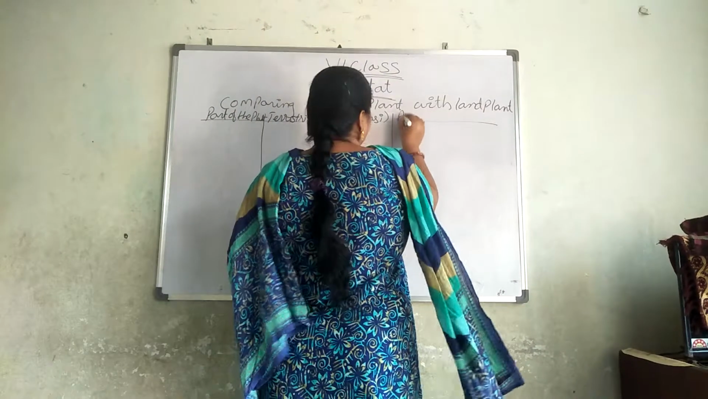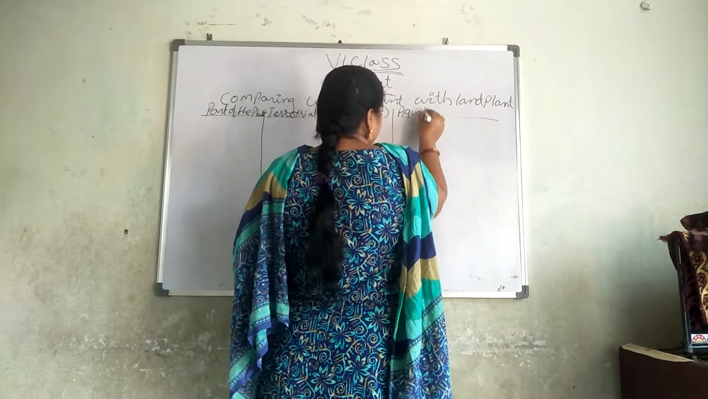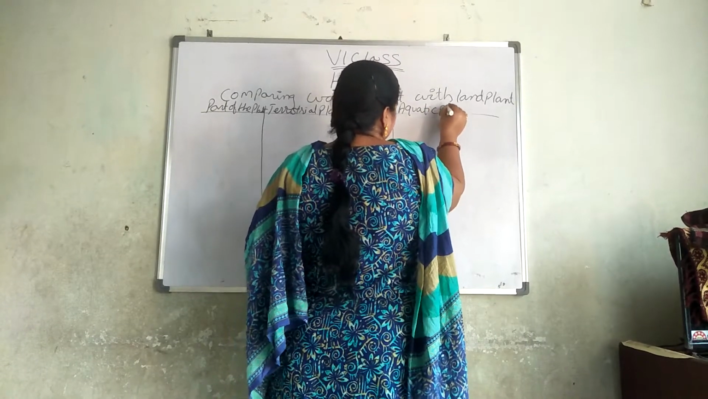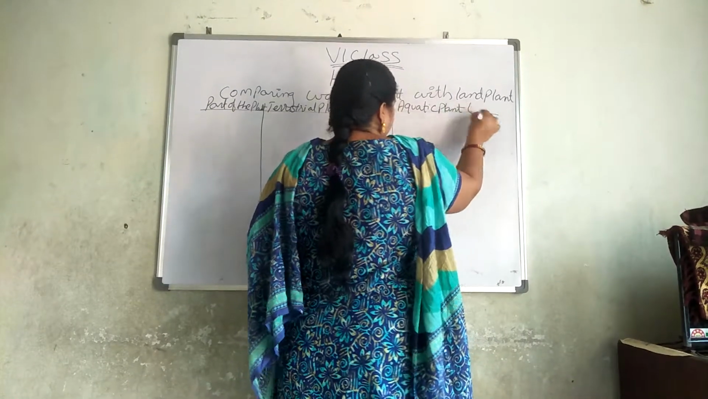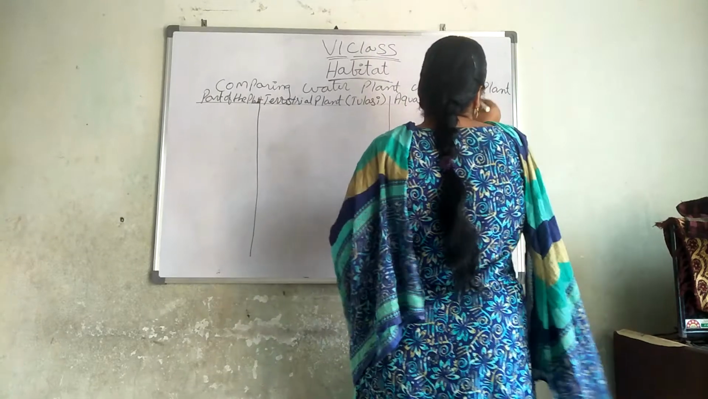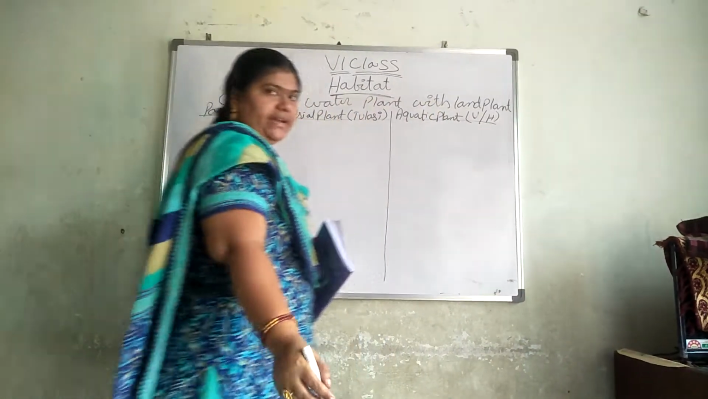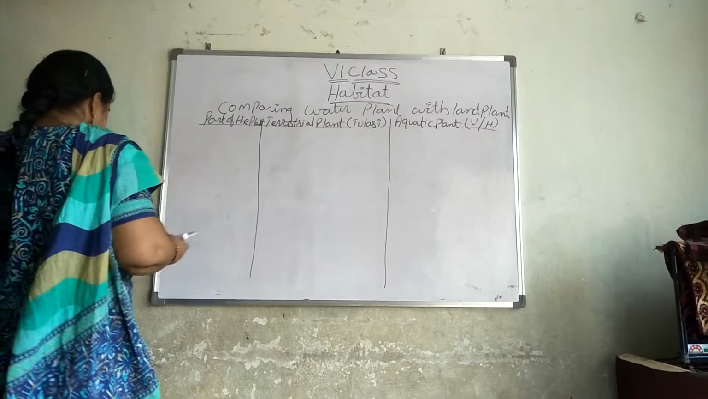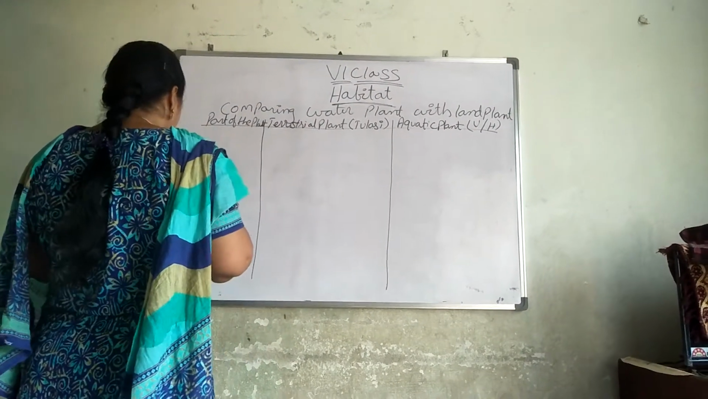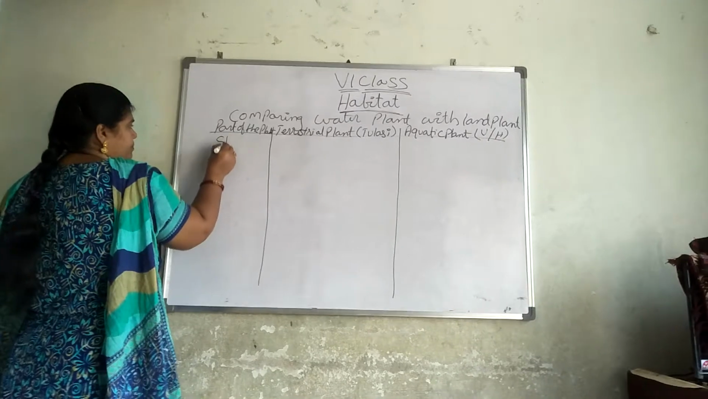Then aquatic plant. Let us take Vallisneria or Hydrilla. In these two, anything we can take. Then coming to here, what are the parts of the plant we are taking? First one is stem.